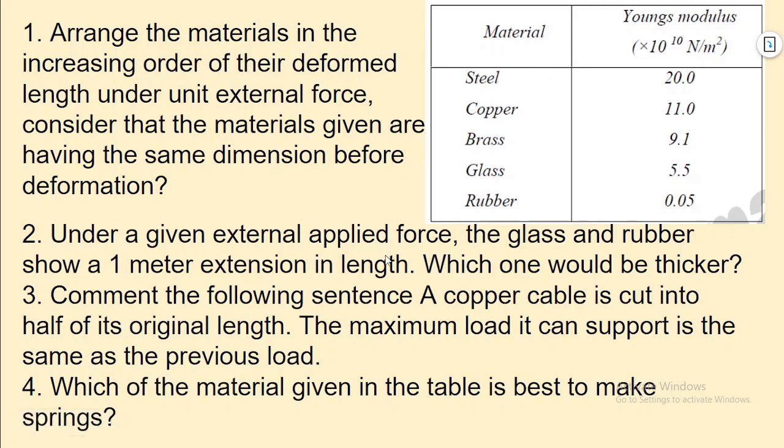Under a given external applied force, the glass and the rubber show a 1 meter extension in length. Which one would be thicker? Since the rubber has the lower Young's modulus compared to the glass, for getting the same 1 meter extension, the rubber would have to be thicker compared to the glass.